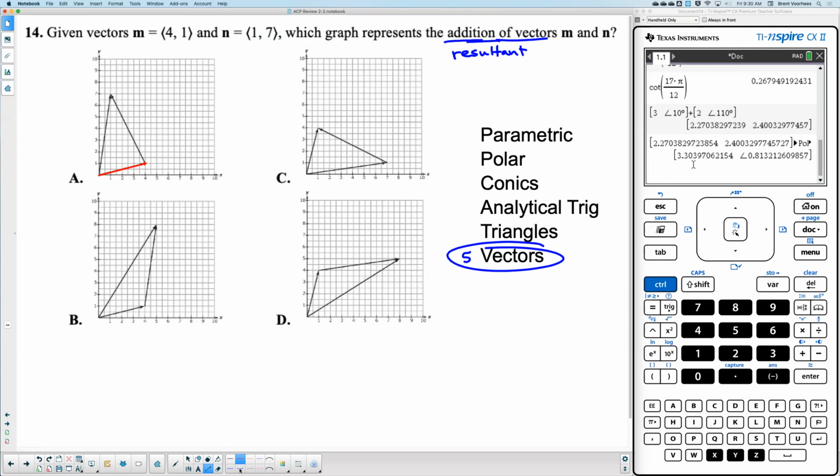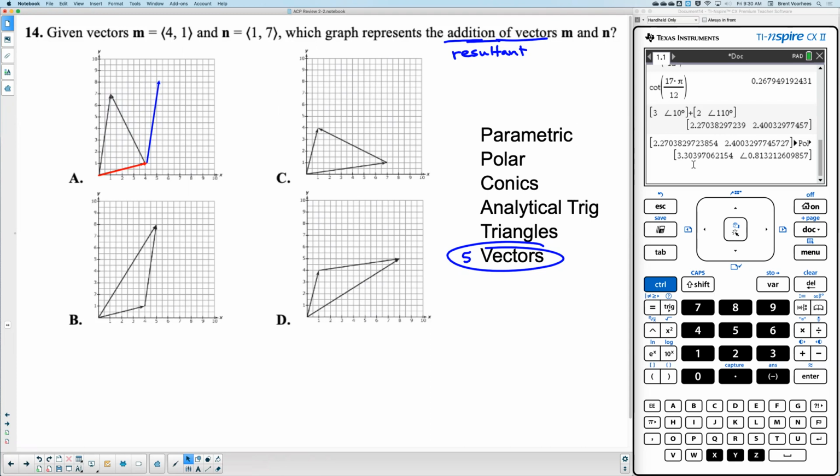Now I have a question for you. How are you supposed to graph vectors? Tip to tail. So the second one, would I graph it from here like they did on A? No, what you'd be looking for is a tip to tail like this. That means one more to the right, 7 units up.